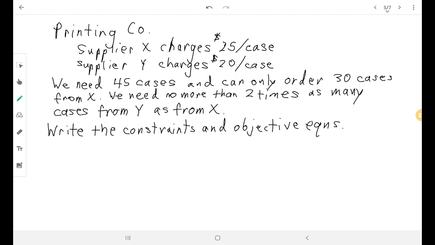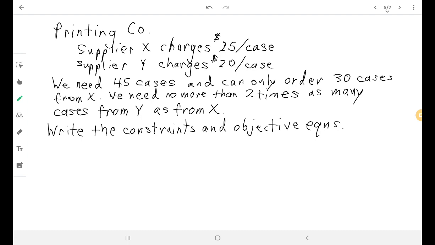Okay? And maybe there's a difference in the paper quality. We don't know. But we definitely know that we need 45 cases of paper altogether. And we've determined that we can only order up to 30 cases from supplier X. Maybe they have better paper, but they charge more. So we say, yeah, we definitely want to order from them because some of our customers like the nicer paper a little bit more, but we're never ordering more than 30 cases from them, say, per day or per week or whatever we're talking. Okay?